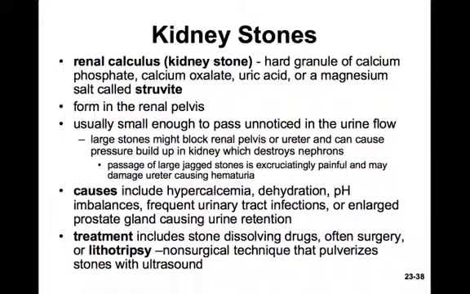And these stones, or calculi, will form in the renal pelvis. Often they're small enough that they can just be passed unnoticed in the urine flow. But sometimes these large stones can block the renal pelvis or even the ureter, and they cause a pressure buildup in the kidneys, which can destroy nephrons.